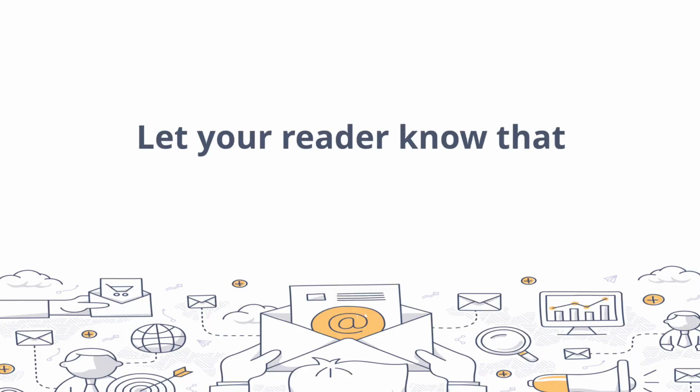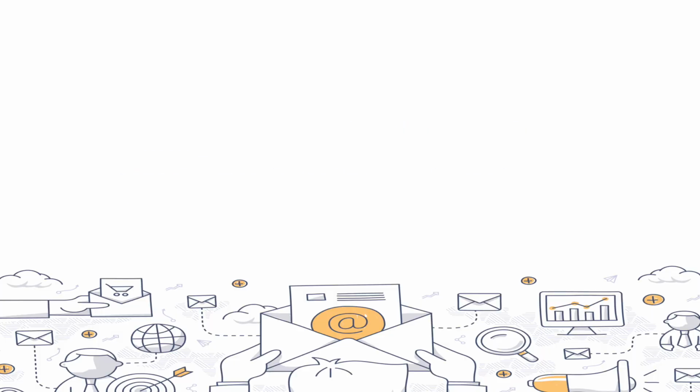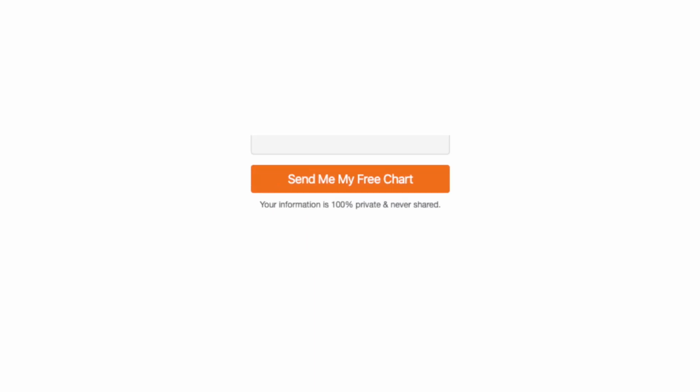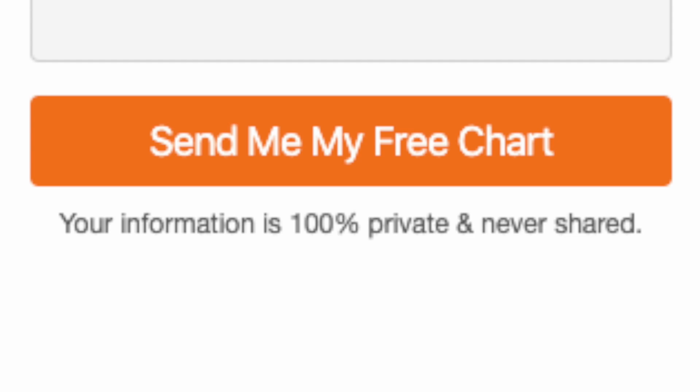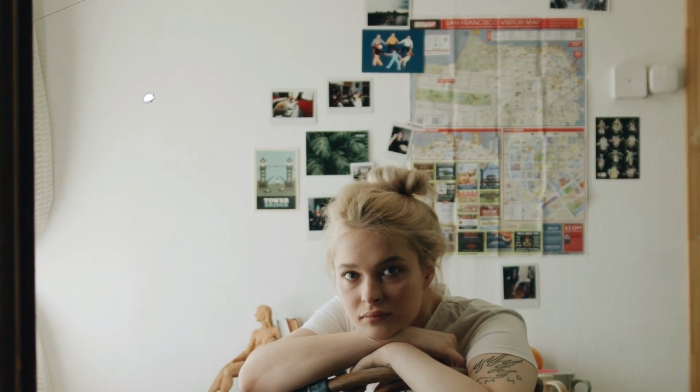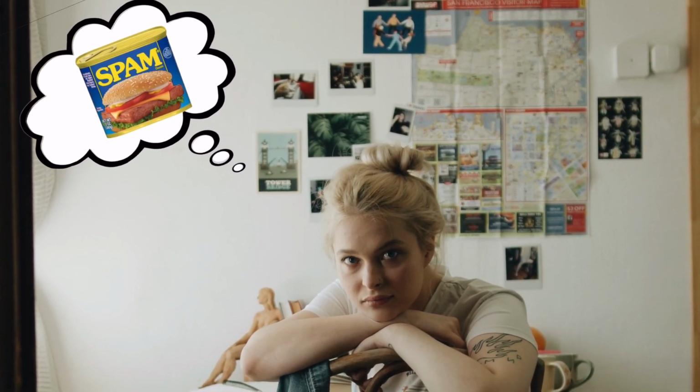A few ways to increase the likelihood of someone joining your list are to let your reader know that you'll maintain their privacy and showing them past examples of what they're going to get. I suggest using the phrase, "Your information is 100% private and never shared," compared to "no spam ever," or anything saying you won't spam them. The first phrase instills trust, whereas the second puts into their head the possibility of actually getting spam, and then they start thinking about how annoying that is and might have them rethinking signing up.